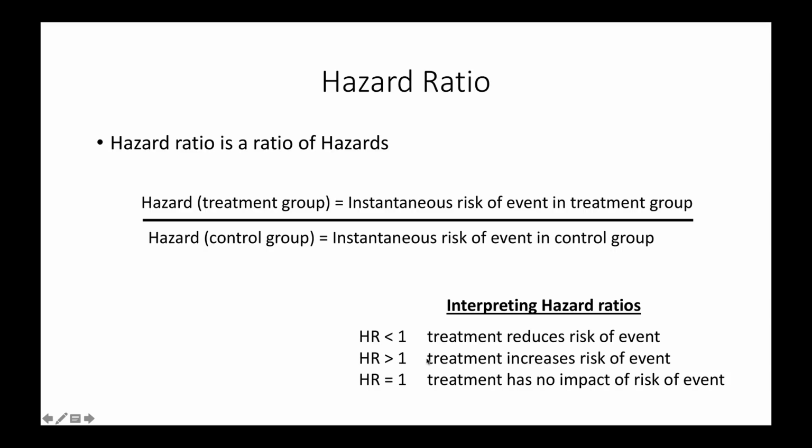But what if the hazard ratio is more than 1? That means that the treatment increases the risk of event. And last but not least, if the hazard ratio is equal to 1, the treatment has no impact or influence on the risk of event.